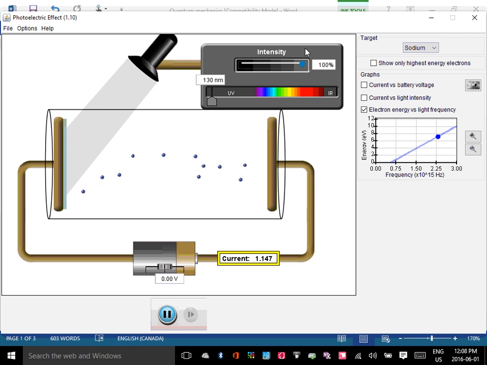How is this possible? So Einstein looked at this and made a conclusion. You know what he said? Actually, see if you guys can figure out what he said. What do you think he said?